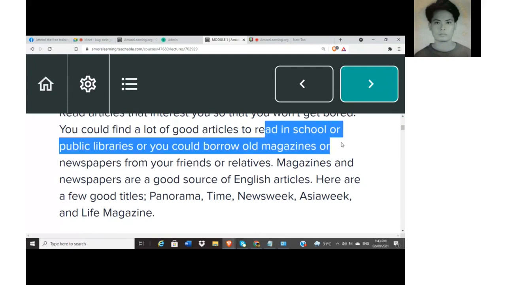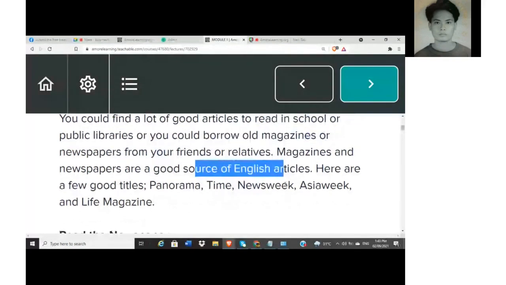This is a big turnaround. Five years ago, six, seven years ago, when we were starting this, there were few people who were using the internet, but the internet, or the online classes, has caught up with the free online call center training. A lot of people, or more people, are now inclined to doing things online, just like what we're doing right now. So read newspapers and magazines. It's a good source of getting English articles.